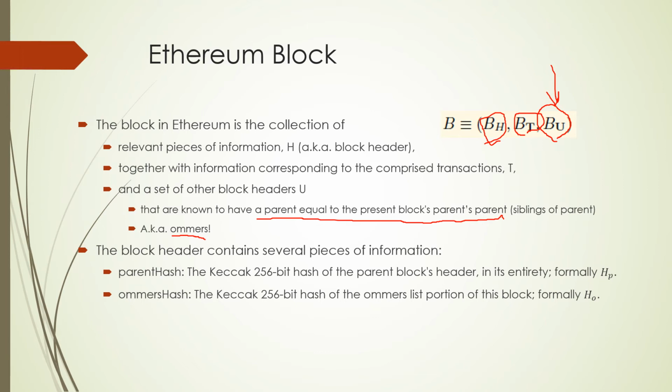What is a block header? A block header is a combination of the following pieces of information. The first field of the block header is parent hash, which is a SHA-3 or Keccak 256-bit hash of the parent block's header in its entirety, and it's represented using H sub P. Then we have ommers hash, which is the Keccak 256-bit hash of the ommers list portion of the block, which is represented by H sub O.